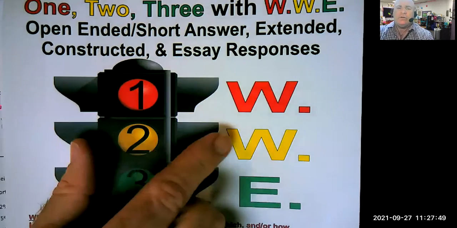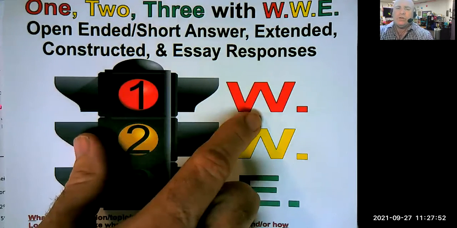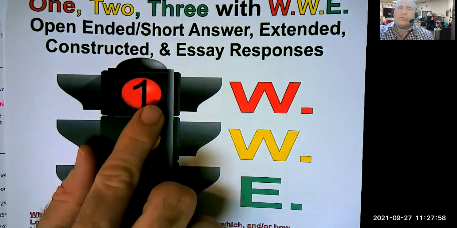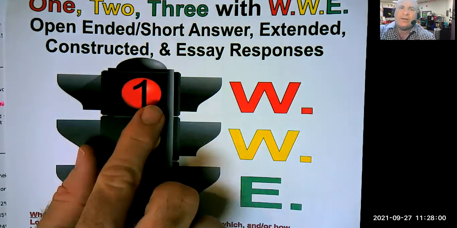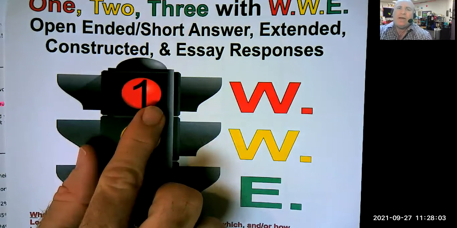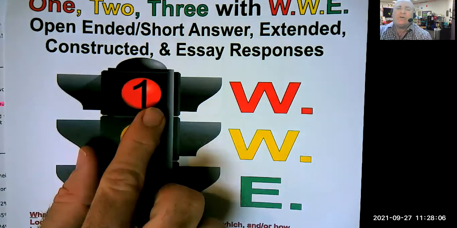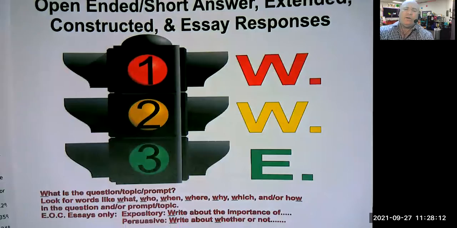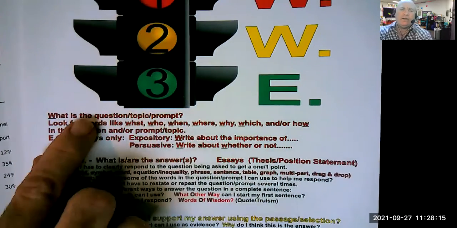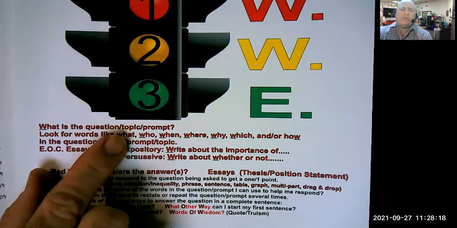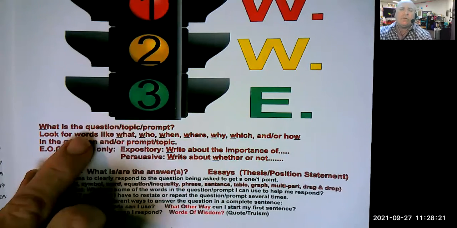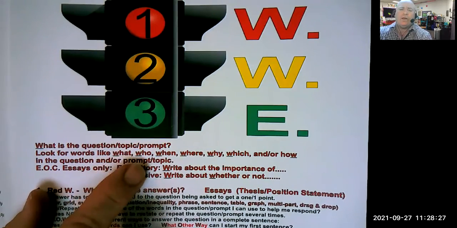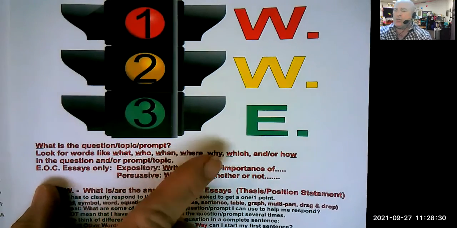The W is what is the question and what is the answer in order to get 1 point. And so on grid responses, your students don't get any extra points for doing it. They have to work it out and figure out the answer by taking their number and placing it on a grid. If you want to see the red here, what is the question? For essays, what is the topic or prompt? And so in the question, we're going to look for words with these W's: what, who, when, where, why, which, and how.